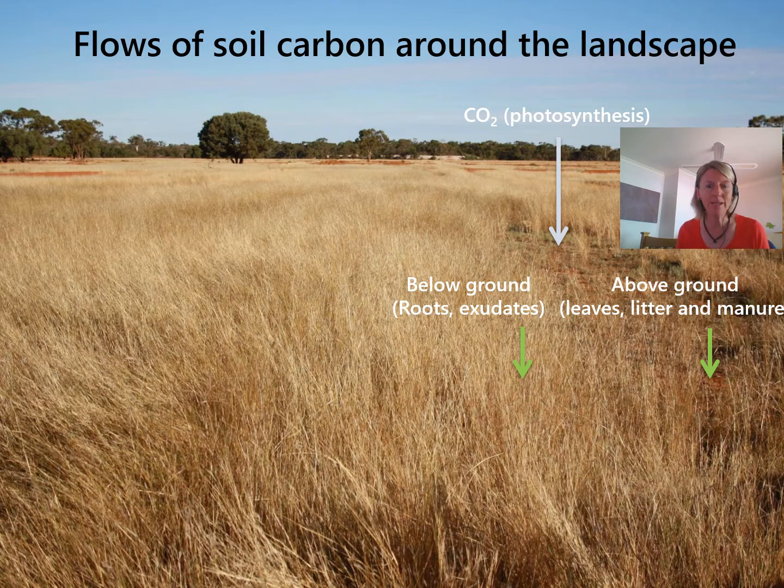Now, this carbon is carbohydrate-rich substances which leak out of the plant roots. The reason that plants do this is to encourage microbes to come and live within the root rhizosphere, because microbes help plants access nutrients, moisture, and can regulate changes in soil pH and soil temperature.